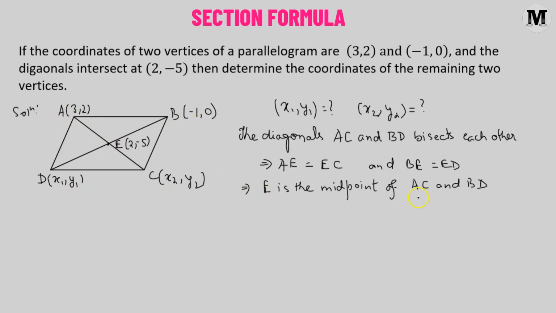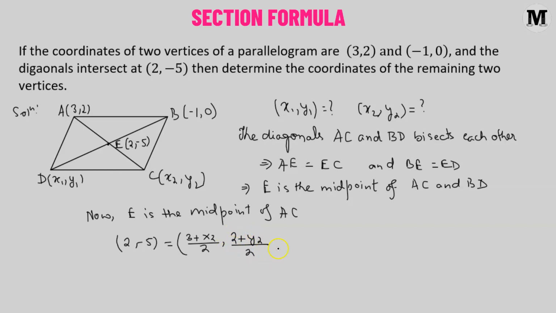Now since E is the midpoint of AC, we'll use the midpoint formula. Then we have (2, -5), which is the coordinate of midpoint E, must be equal to, using the midpoint formula, we add up the x coordinates, so that's (3 + x2) divided by 2. That gives us the x coordinate of the midpoint, and for the y coordinate we sum up the y coordinates of the endpoints, so that's (2 + y2) divided by 2.